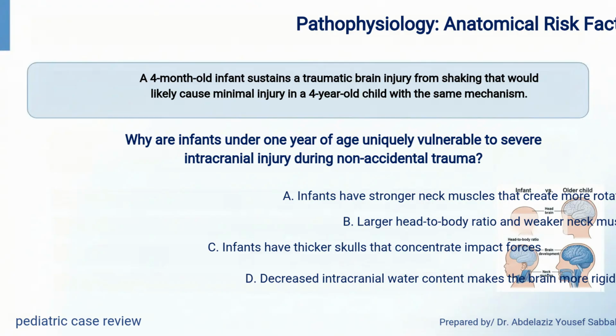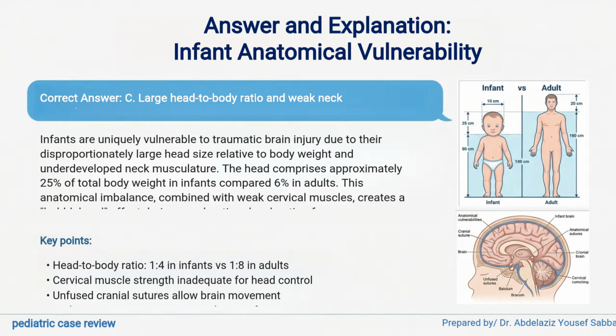Option A. Infants have stronger neck muscles that create more rotational force. Option B. Larger head-to-body ratio and weaker neck musculature increase vulnerability. Option C. Infants have thicker skulls that concentrate impact forces. Option D. Decreased intracranial water content makes the brain more rigid. The correct answer is option B. Large head-to-body ratio and weak neck musculature.